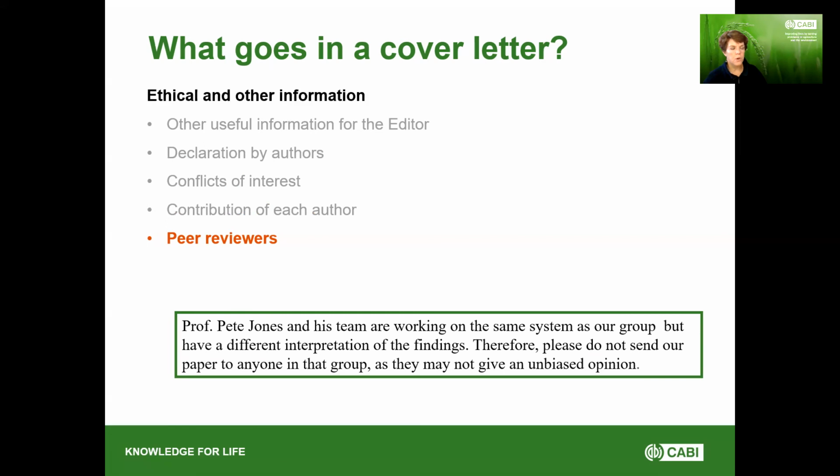Importantly, you should also include names of reviewers you want excluded, that you do not want to be sent your manuscript for review. Most journals will honor those requests, but you should put a reason why you do not want someone who otherwise might be thought to be well qualified. You should be clear about the reasons you don't want them asked to be a reviewer. For example, here, Professor Pete Jones and his team are working on the same system as our group, but have a different interpretation of the findings. Therefore, please do not send our paper to anyone in that group, as they may not give an unbiased opinion. So you should both include wisely chosen, suggested peer reviewers, as well as certainly people that you do not want to be given the opportunity to see your manuscript.